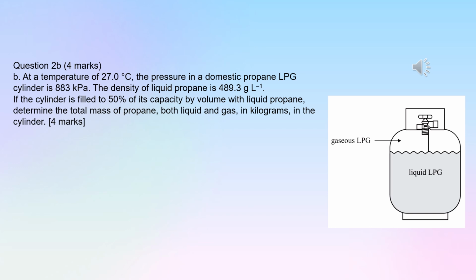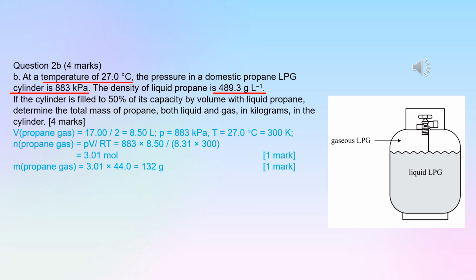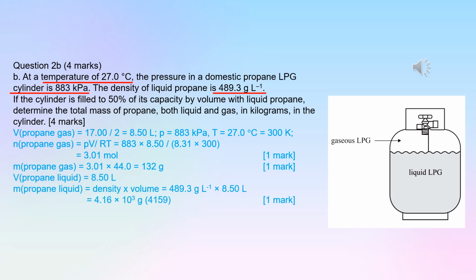We know the temperature, pressure, density of liquid propane, and volume of a cylinder, and are asked to calculate the total mass of propane including liquid and gas. Using the universal gas equation, we calculate the mole of propane gas and then its mass. Then, using the density of liquid propane and its volume, we calculate the mass of liquid propane. Finally, we add the mass of gas and the mass of liquid together to get the total mass of propane.